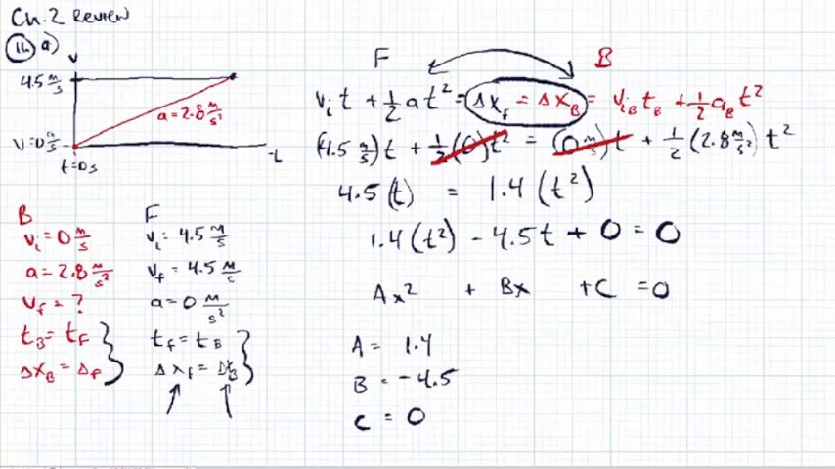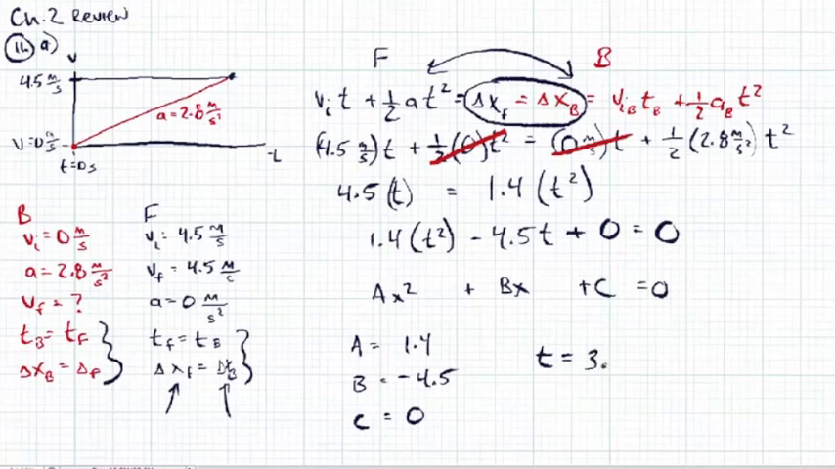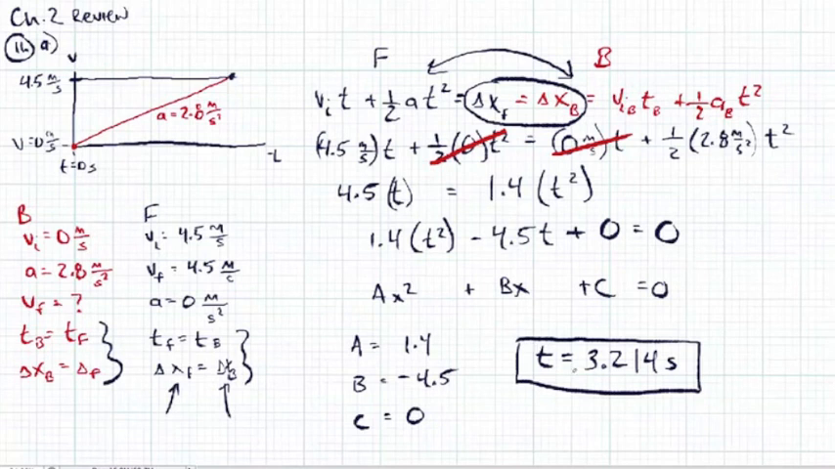If you have the quadratic formula, you can simply punch in those values for A, B, and C, and it will give you two answers. The correct answer is the one that is positive, because you can't have negative time. So our time is going to be equal to 3.214 seconds. That's the time that the bicyclist will take to catch up to his friend who has ridden past him at a constant velocity. Time of the bicyclist as well as the time of the friend.